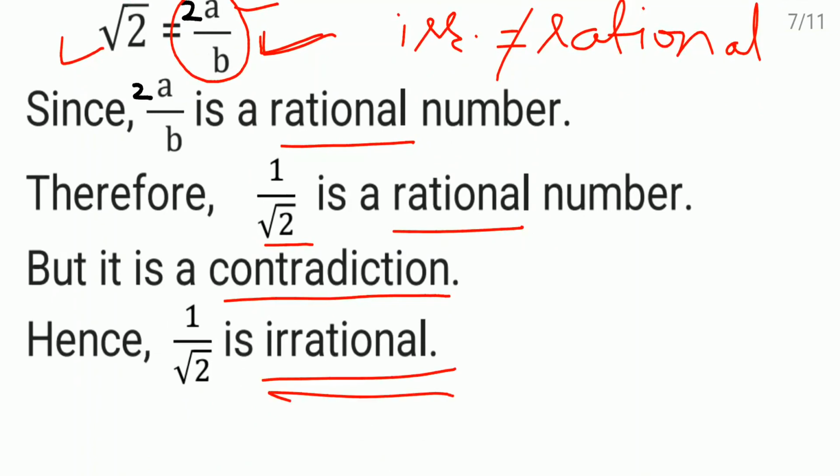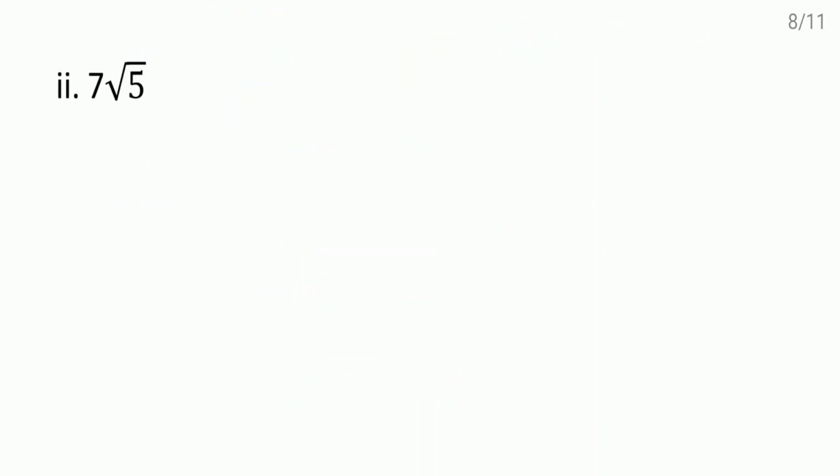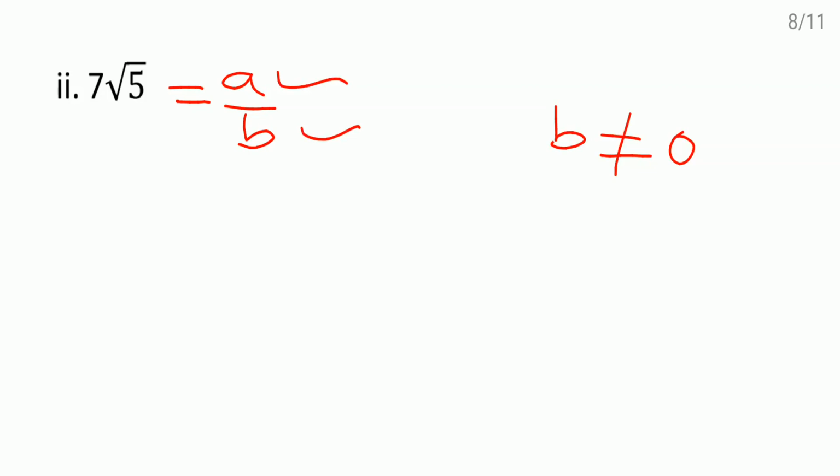Correct? Now come to the another sum. 7 root 5. We have to show this one irrational. But what I said, we will show it by contradiction method. So let us consider this one is also rational. So we'll write this 7 root 5 equal to a by b. Once again the same thing. b should not be equal to 0. And a and b should be co-prime numbers.